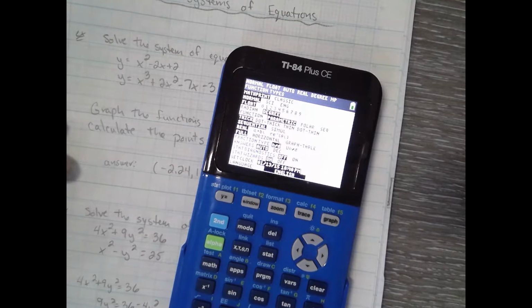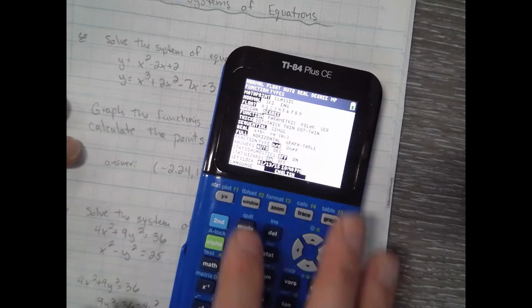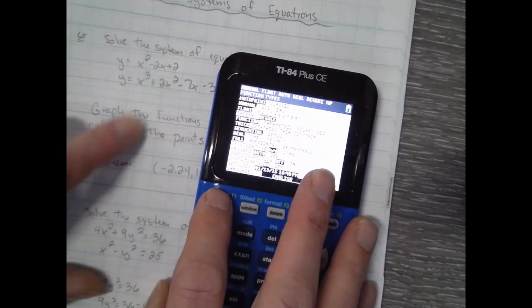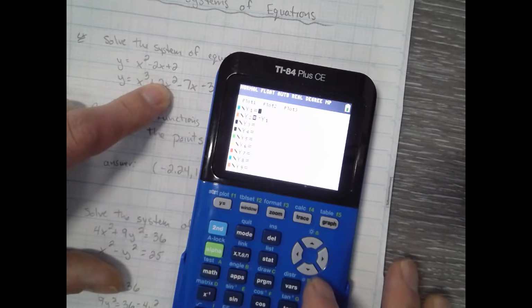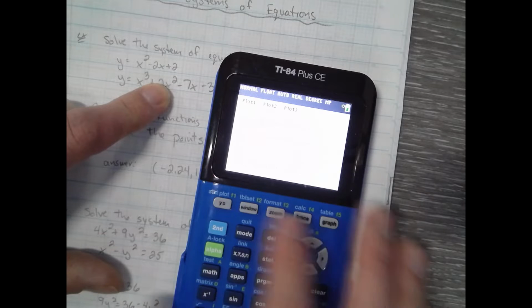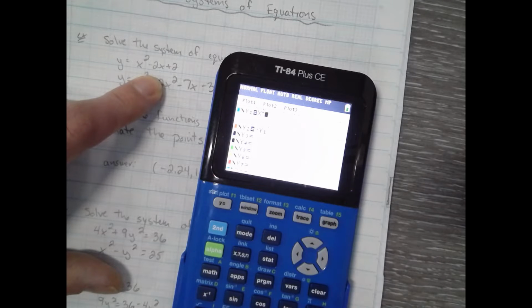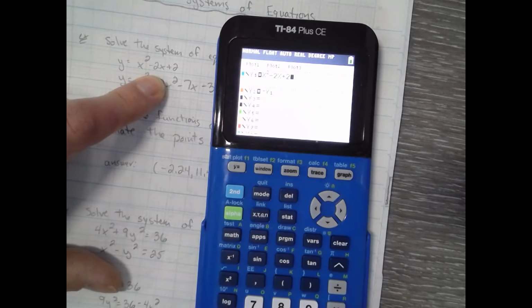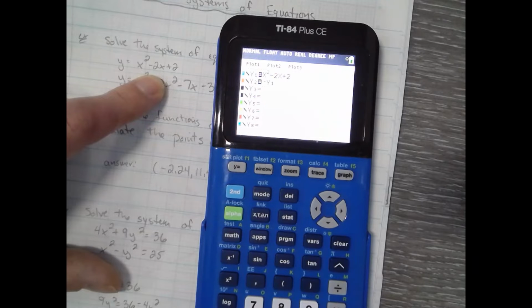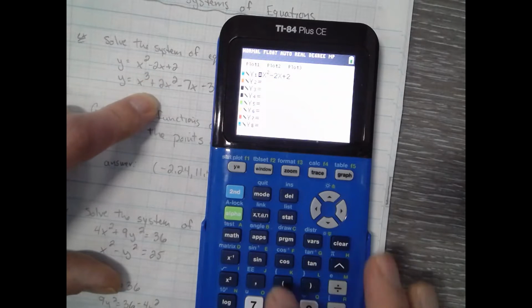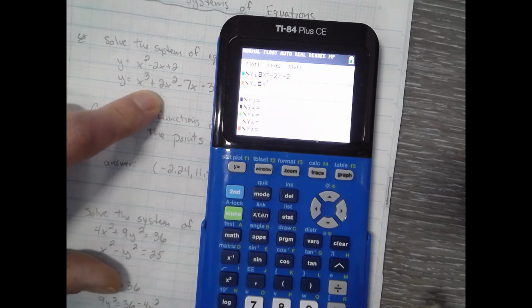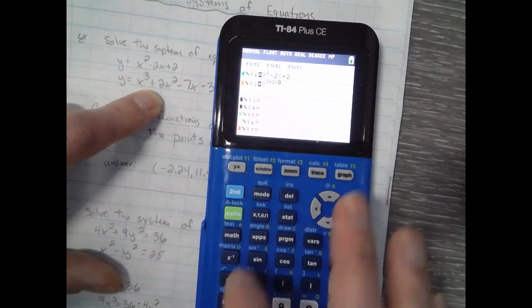Alright, so I'm going to function, and we're not using a matrix right now, we're just using our graphs. Go to y equals x squared minus 2x plus 2. I am in function. Then we have x cubed plus 2x squared.